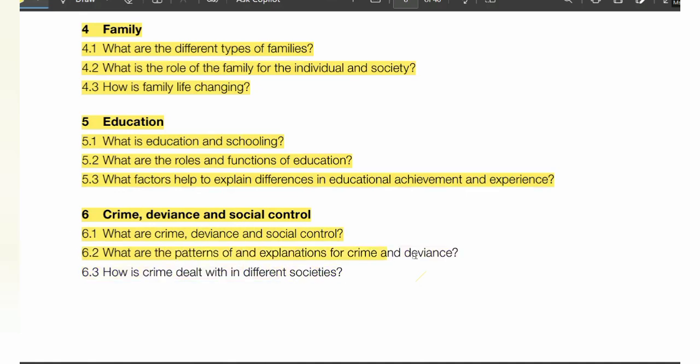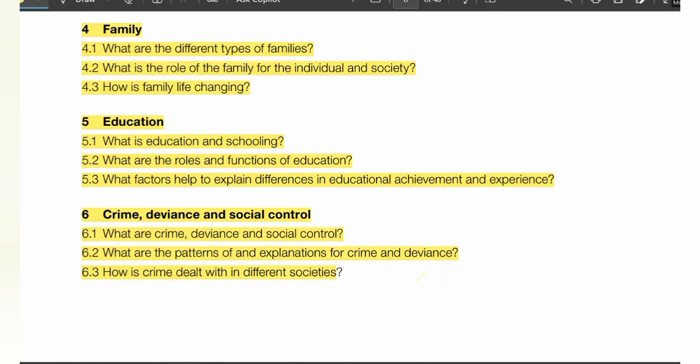Then it comes to what are the patterns of and explanations for crime and deviance. So here, as in chapter 5, you have to understand the impact on one's personality. What are the responsible factors that actually convince one person to commit crimes? What are the situations, what are the conditions, in which one gives up on being nice to others? Then last but not least, how is crime dealt with in different societies?